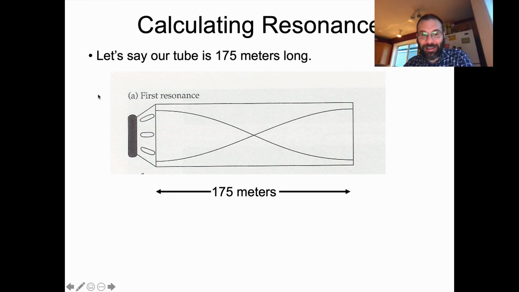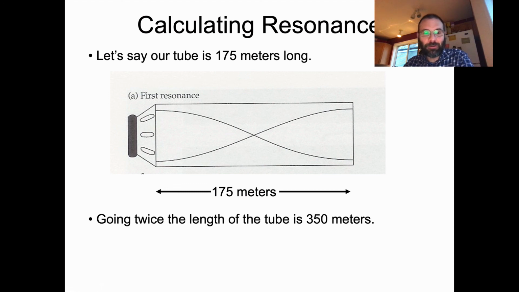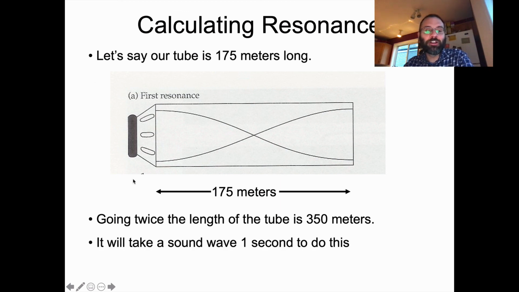Well, like I said, I'm trying to make the math as simple as possible. What we have to do is go twice the length of the tube. Remember, we're going to push here, and the pressure pulse is going to travel all the way down the length to the closed end and bounce and come back. So that is a length of 350 meters. We just said, for simplicity's sake, that the speed of sound is 350 meters per second. So it should take a sound wave 1 second to travel the length of the tube twice and come back to the loudspeaker.